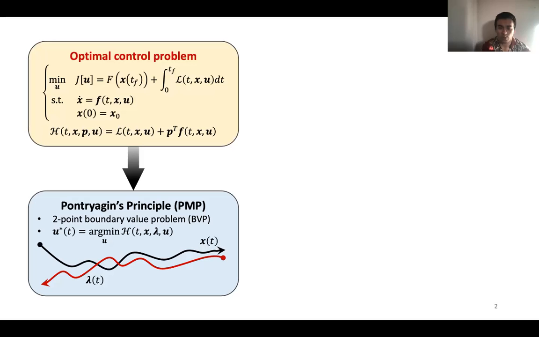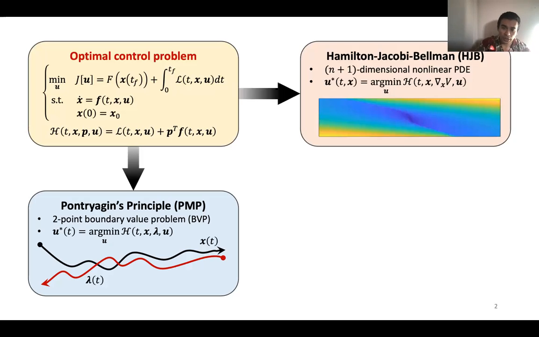The first is Pontryagin's principle. It's a two-point boundary value problem. Solve forward for the state X and backwards for the co-state lambda. This gives you the optimal control U star, which is open loop as a function of T. There's a lot of computational methods to do this, but unfortunately, they usually aren't fast or reliable enough to use in real time. So ideally, we'd like the optimal control in state feedback form.